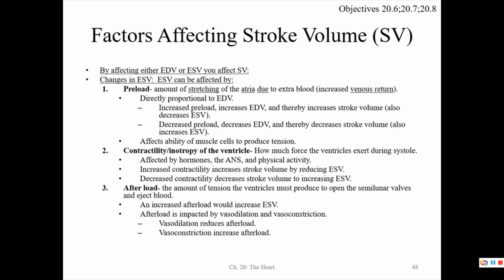Afterload is extremely impacted by vasodilation and vasoconstriction. For example, if you vasodilate, it's easier to let blood out of the heart. If you vasoconstrict, it's harder.